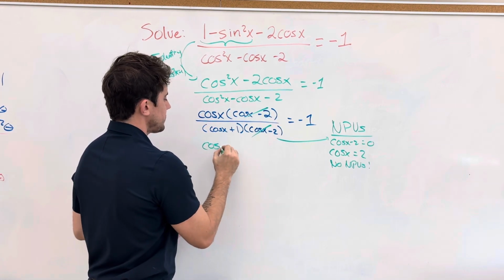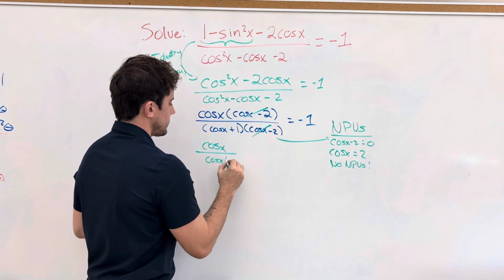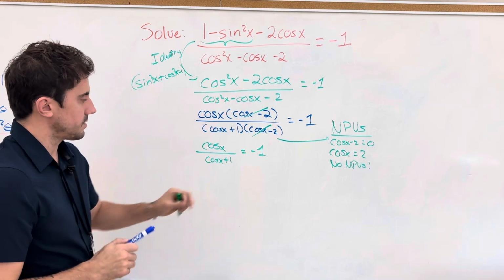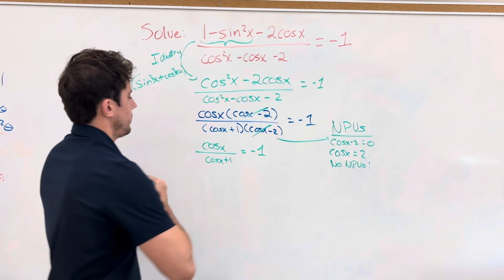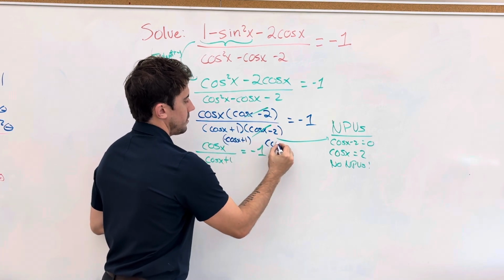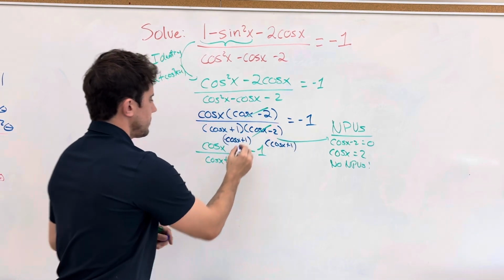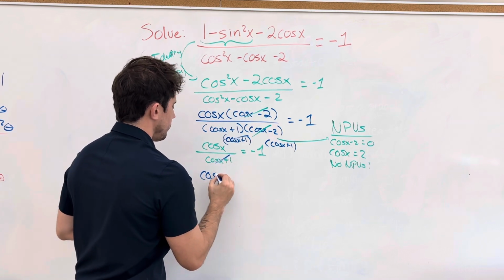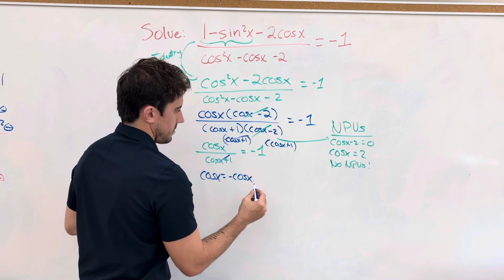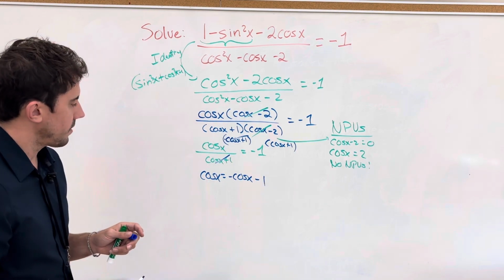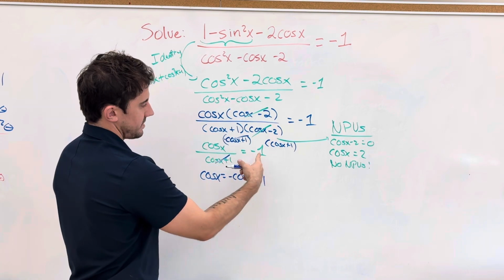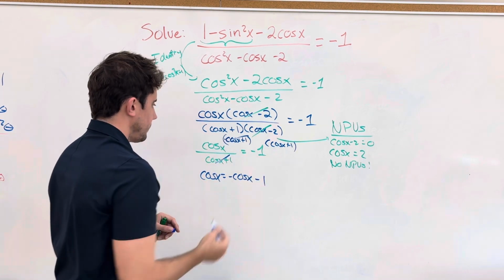And so we have cos x over cos x plus 1 being equal to negative 1, right? Let's multiply both sides by this cos x plus 1 factor. And so cos x plus 1 on both sides, like so. And so now we have cos x is equal to negative cos x minus 1, right? Did I do that right? Cos x, negative 1 times cos x, negative 1 times 1, beautiful.